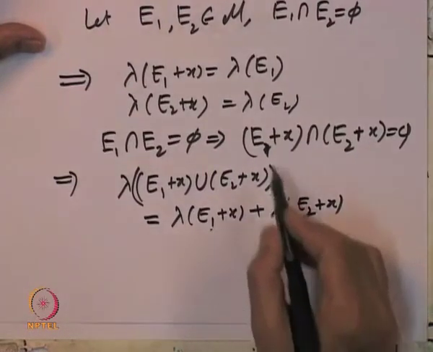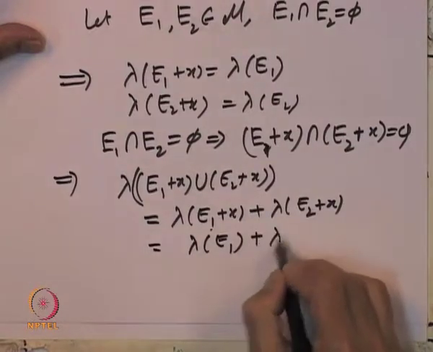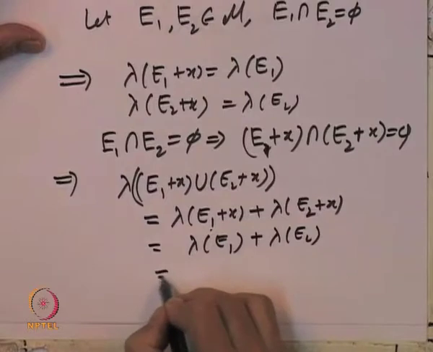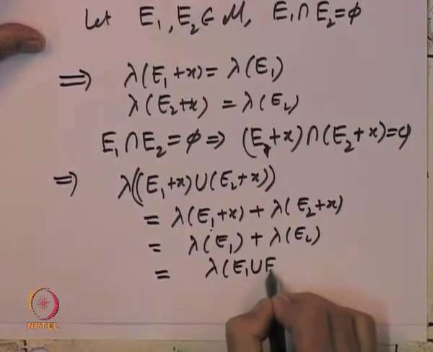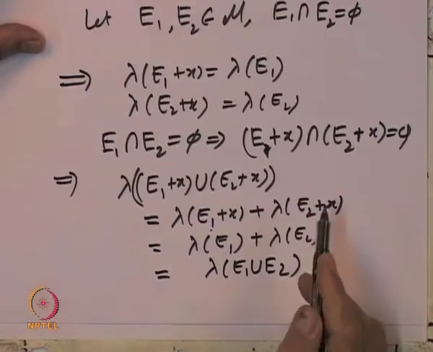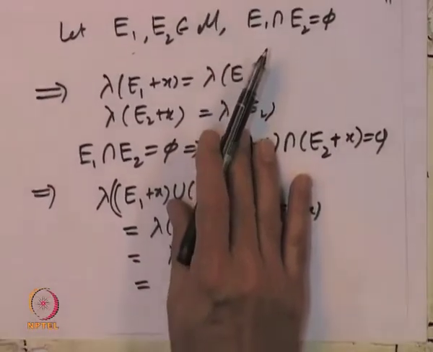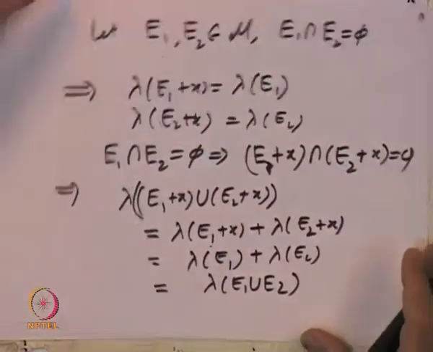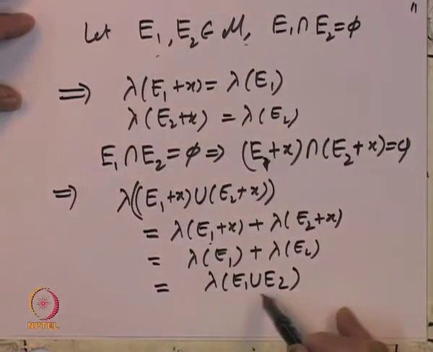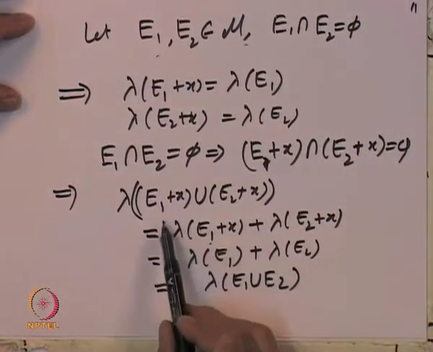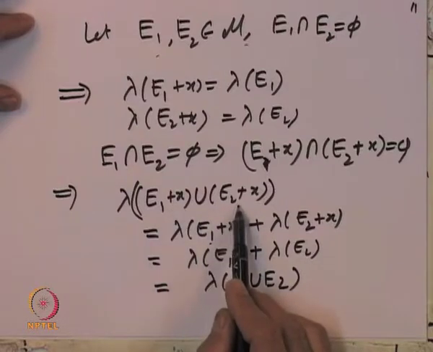But E 1 and E 2 belong to M. So, this is equal to lambda of E 1 plus lambda of E 2, and since E 1 and E 2 are disjoint, that is lambda of E 1 union E 2. So, what we have shown is if E 1 and E 2 belong to M and they are disjoint, then lambda of E 1 union E 2 is the same as lambda of the union of E 1 plus x and E 2 plus x.